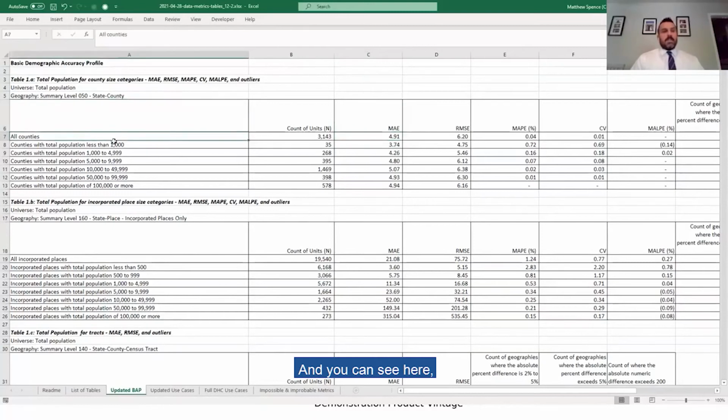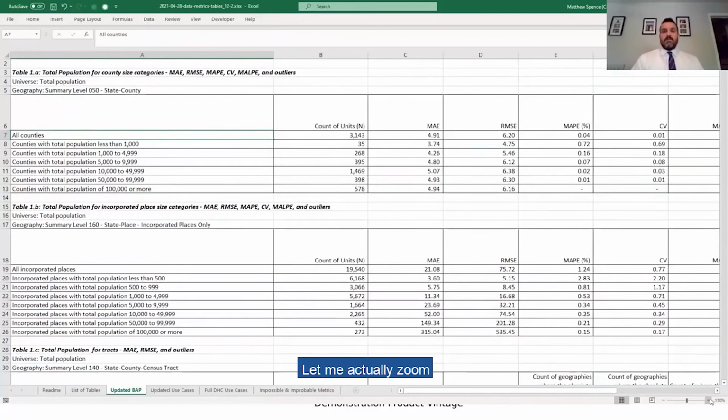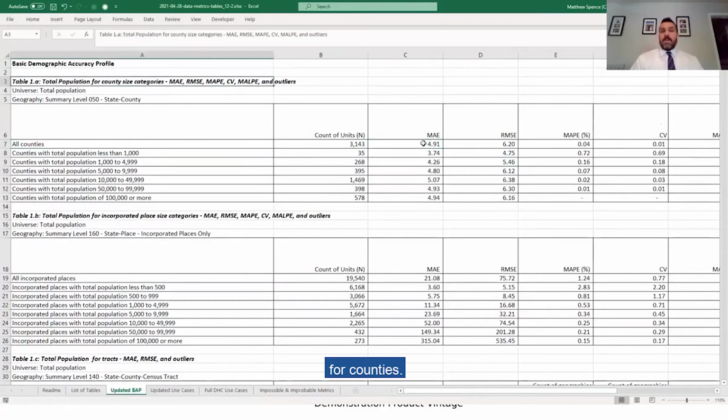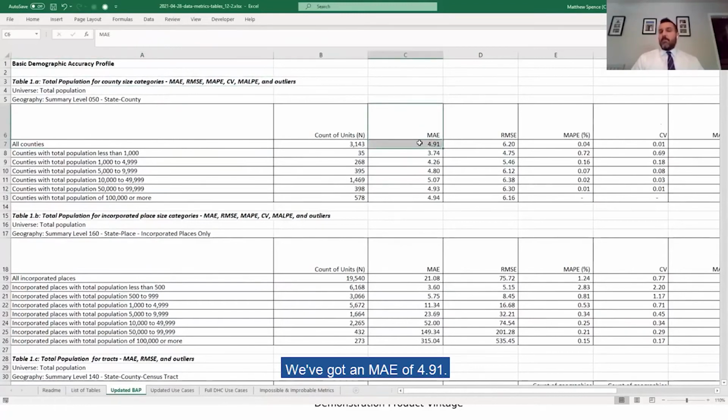And you can see here, this is the total population for counties. We've got all counties here on row 7. I'm going to zoom in a little bit so everyone can see. I hope that's big enough. We've got total population for counties, and an MAE of 4.91. Now, what does that mean in practice? Well, the way to think of it is that the average county will see a gain or a loss of about 5 people in their total population.